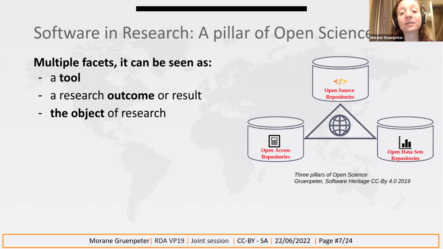What is important in the research ecosystem is linking between all the different research outputs. So you can see on the right in this diagram the three main pillars with open datasets repositories, open access repositories, and open source repositories. The links are very important to give credit and to acknowledge the resource that was made.